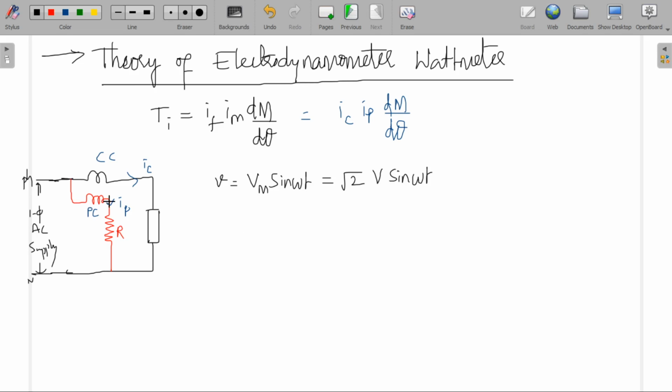If this pressure coil is treated as a resistive circuit, then what will be the current flowing into it? IP is equal to V by Rp, where Rp is the resistance of the pressure coil. Treating this as a resistive element, you get root 2 V sine omega t by Rp, which is root 2 IP sine omega t, where IP is the RMS value. Applied voltage and this current will be in phase, because you are treating this as a resistive element.